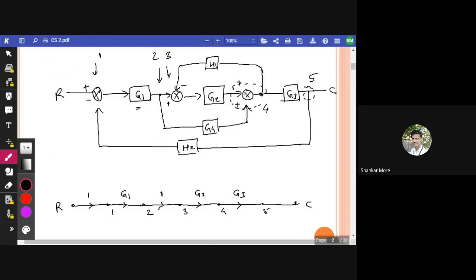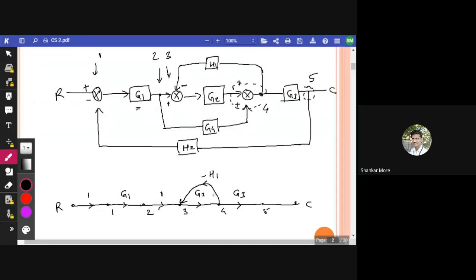Now, if you see, a feedback loop is going from the fourth node to the third node. So I will take a feedback loop from the fourth node on the third node. And what is the direction? The direction will be from 4 to 3, and its gain will be minus H1. Why minus H1? Because the minus sign is here.